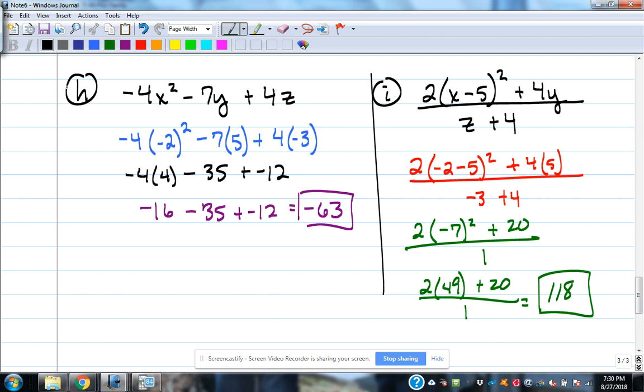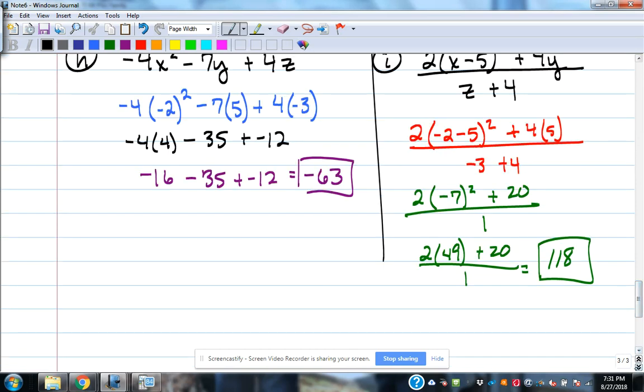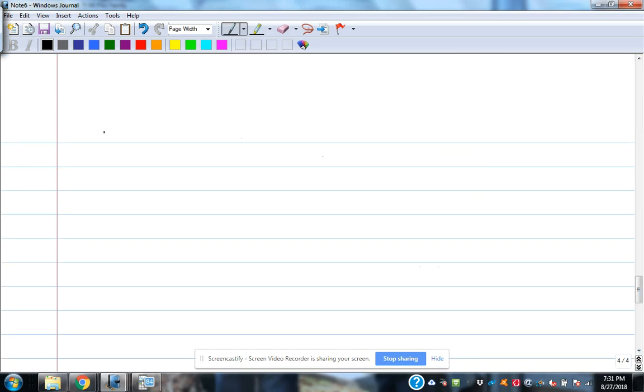Okay, so that's evaluating expressions. Next thing that's kind of in the same section, it's also pretty simple, is the simplifying of expressions. So it looks a lot like the same kind of problem, but you're not given values for your variables.